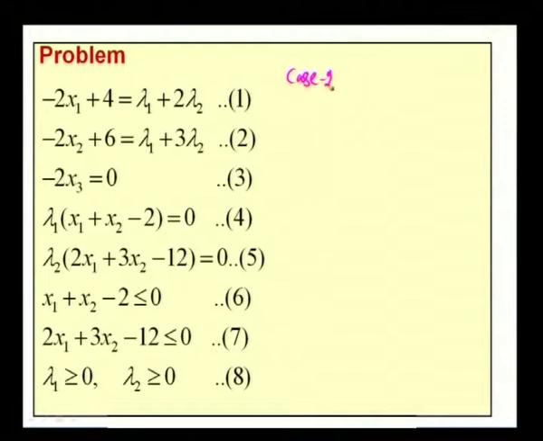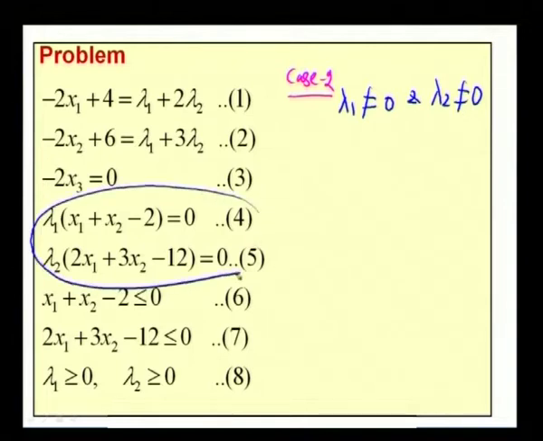Now, we will consider the next case, case 2. Case 2 is both values non-zero, both lambda 1 non-zero and lambda 2 non-zero. Both Lagrangian multipliers take non-zero values. Since lambda 1 and lambda 2 are non-zero, from equations 4 and 5 we get the following. Since lambda 1 is non-zero, this expression should be 0. Therefore, we have x 1 plus x 2 minus 2 equal to 0, which we write as x 1 plus x 2 equal to 2.